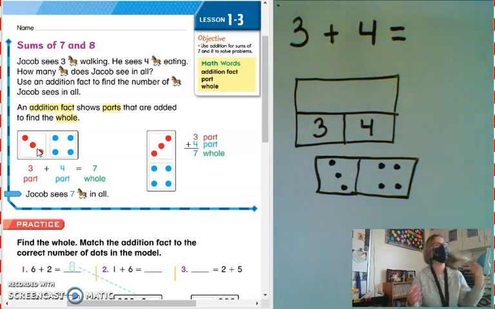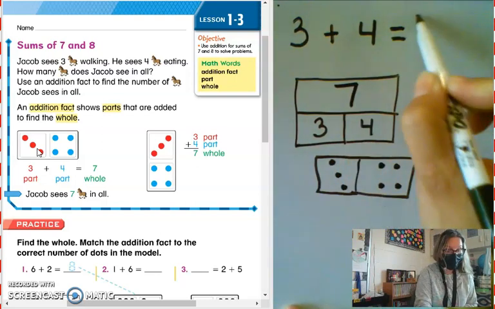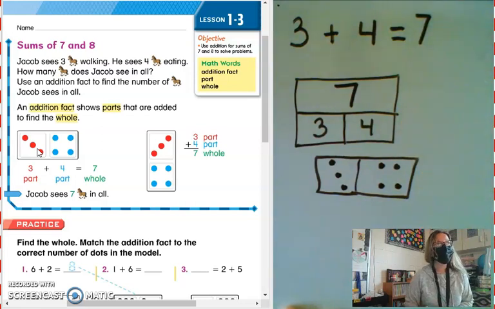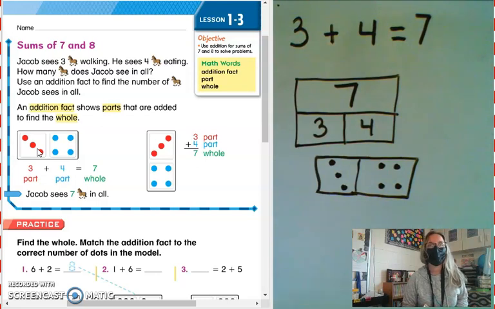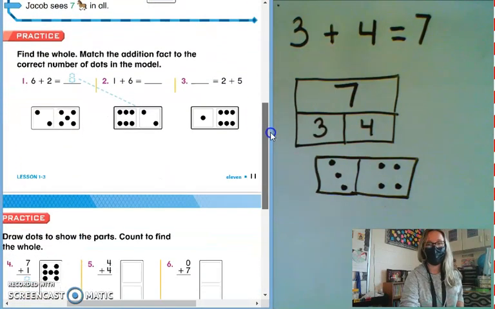All right, so if you had been paying attention, you'd have heard we just counted up 3 and 4 and we got 7 for our whole. Kind of like the flowers in my garden. Remember, I had 4 bluish purplish flowers and I had 3 yellow flowers, and altogether there were 7 in my garden. Same idea. So now we know that Jacob sees 7 horses in all. So let's go down to the practice pages now.